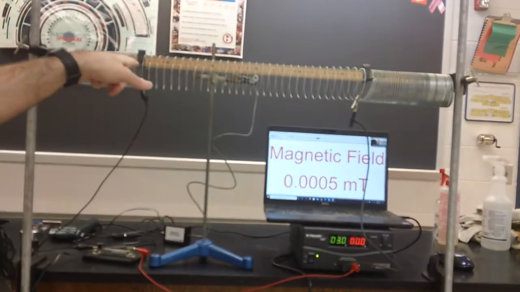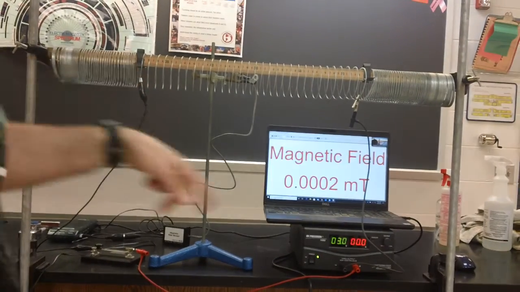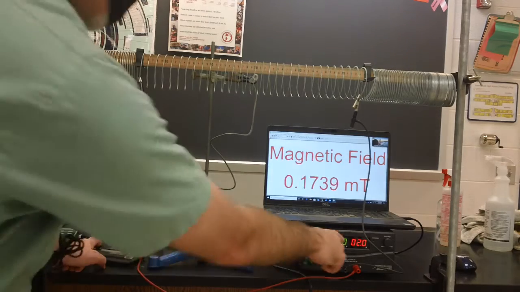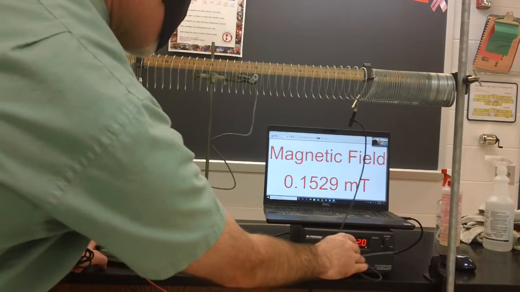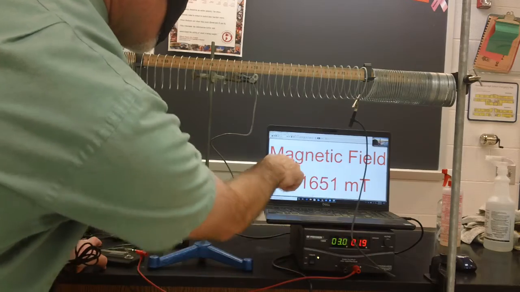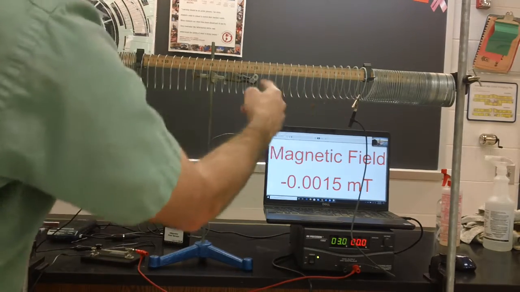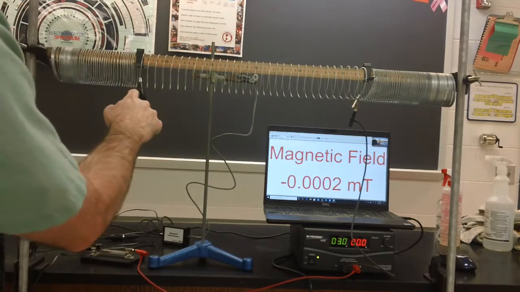Okay, now this is at 25, and this is at 75. There's the current. And there's the magnetic field. The number of loops has not changed, so it goes from here to here, so you can count those.